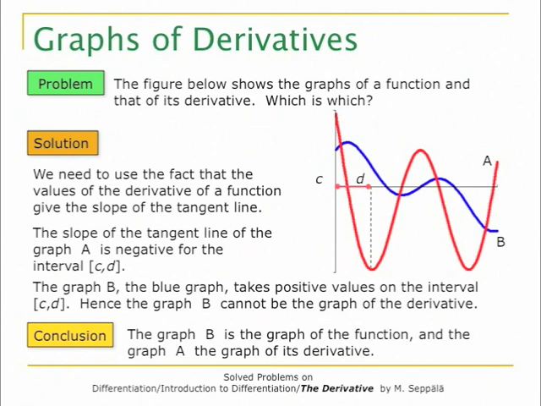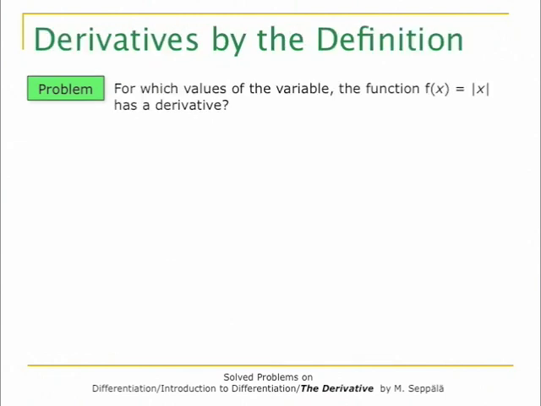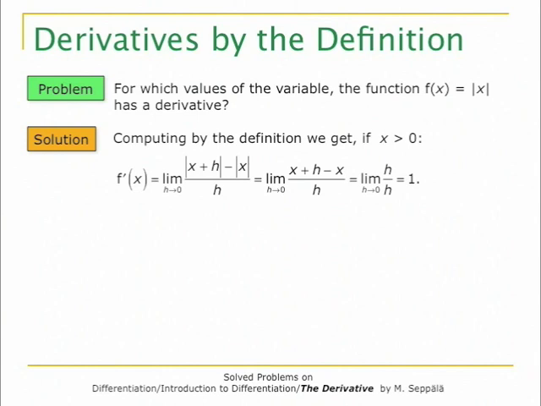Therefore, the graph B, the blue graph, is the graph of the function, and the red graph, graph A, is the graph of its derivative. In this problem, we have to find out for which values of the variable x the function absolute value of x has a derivative. We have to find this out using the definition of the derivative.